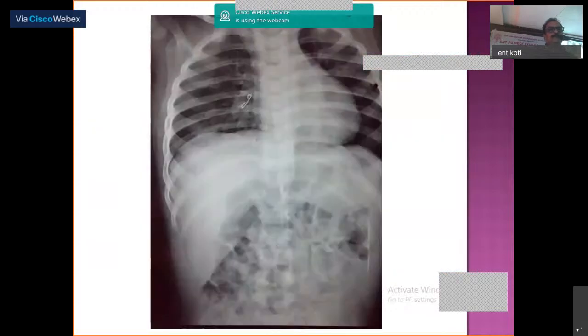Here, X-ray of the chest and abdomen. Again, you see a small radiopaque shadow, probably on the right side. It could be on the radiology table. It could be, yes, it can. So you should have a clinical correlation with you also. But this was in the right main bronchus.